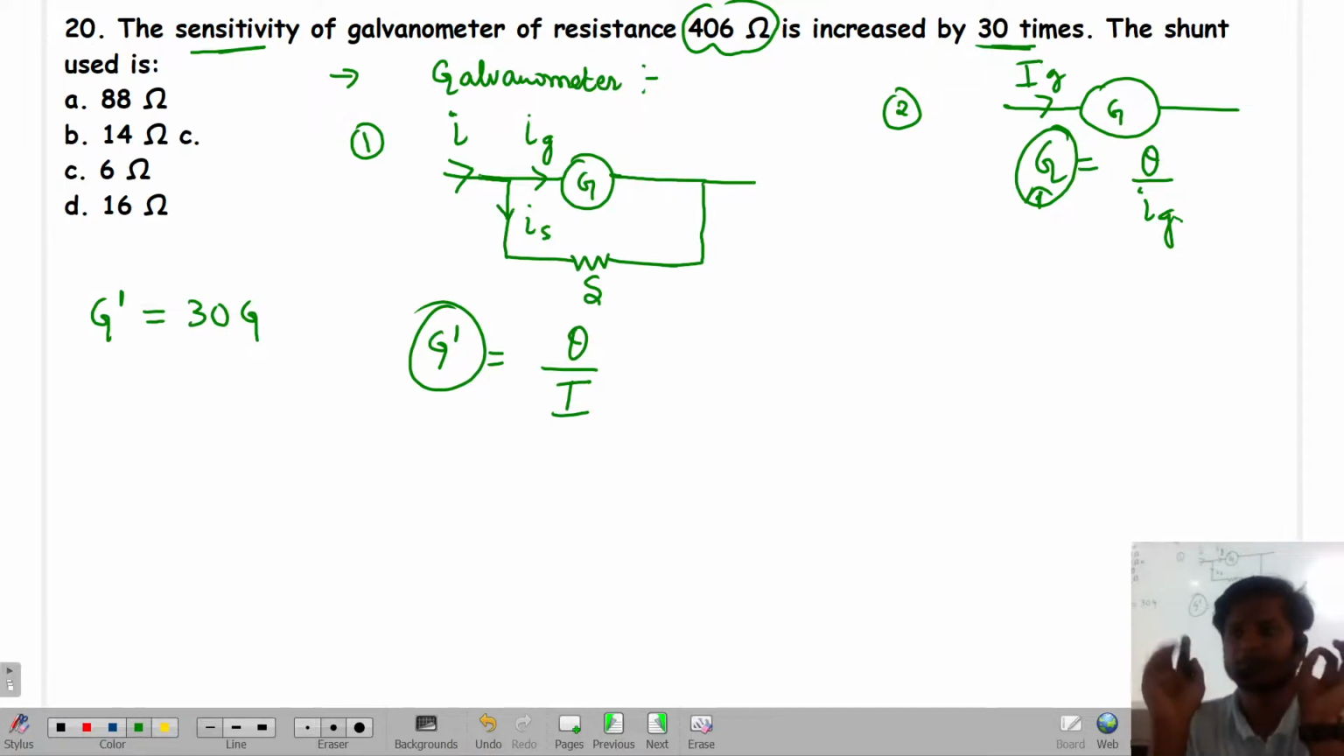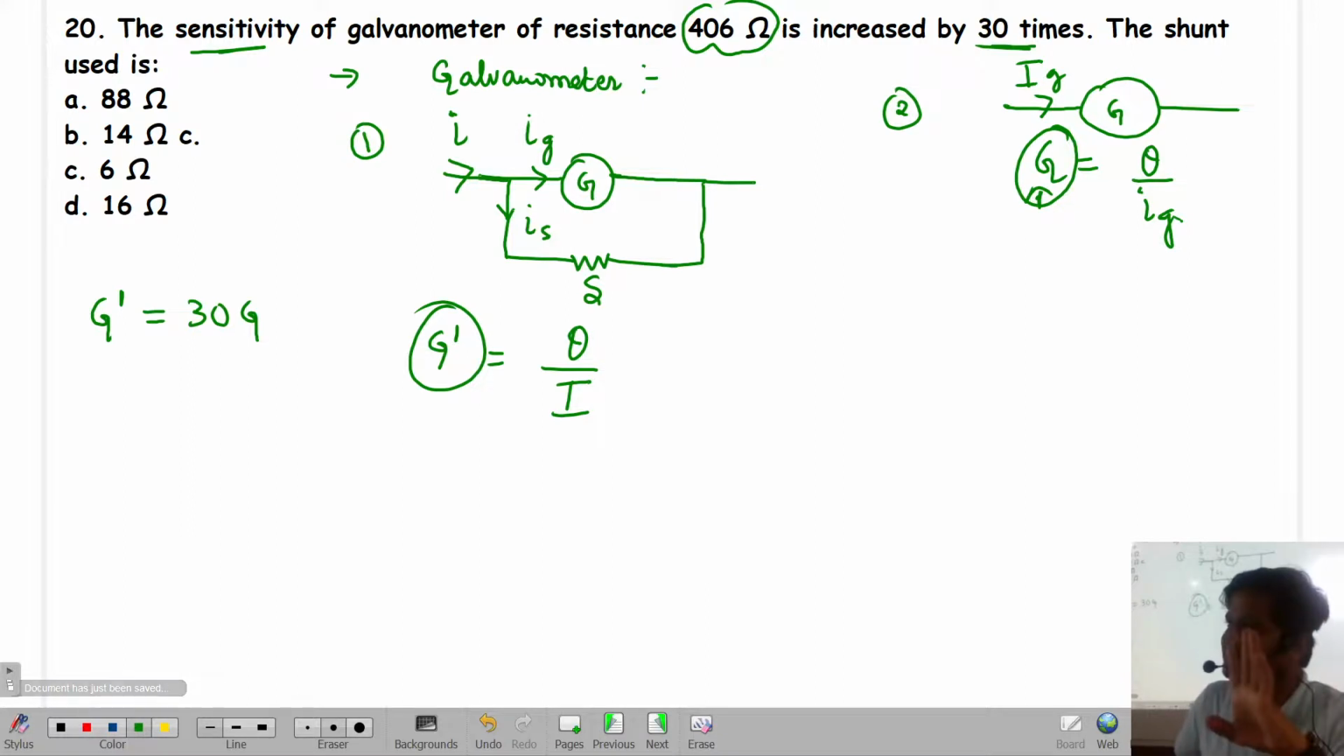First important thing: how to understand sensitivity? What is sensitive? If I just pinch you, you will feel it or not? You will move your hands back or not? So if I pass a current, it will deflect or not? If the deflection is perfect, meaning theta is V divided by current, it will give you the pinching ability of the galvanometer.